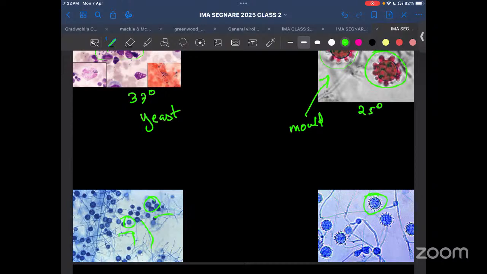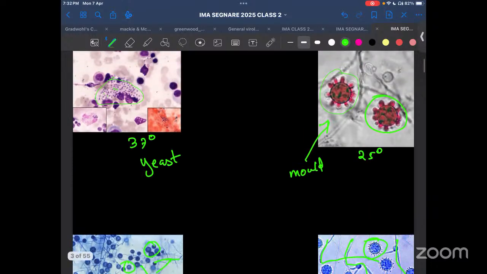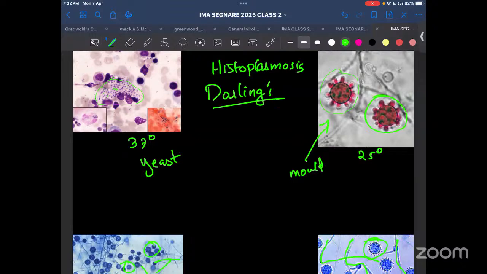That is very important. Why that is important, we will come to know in the later slides. So hyphae along with the tuberculated macroconidia, that is a feature of histoplasmosis. Histoplasmosis is also known as Darling's disease because it was discovered by a scientist known as Darling.